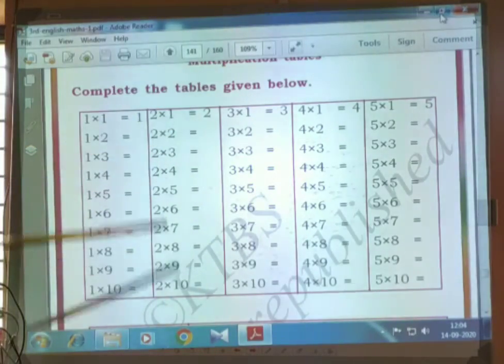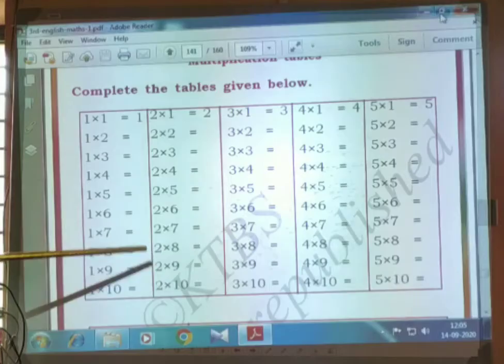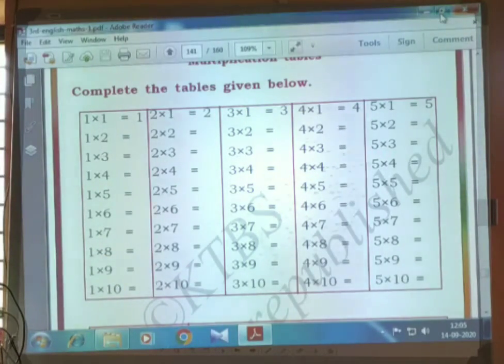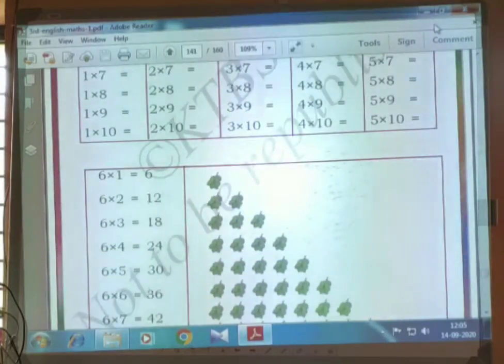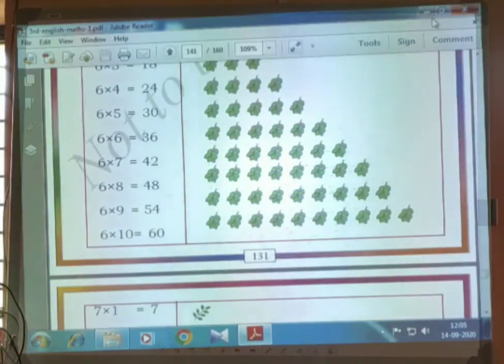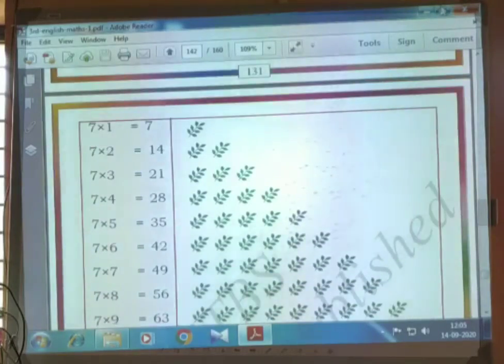2 1 is a 2. 2 2 is a 4. 2 3 is a 6. 2 4 is a 8. 2 5 is a 10. 2 6 is a 12. 2 7 is a 14. 2 8 is a 16. 2 9 is a 18. 2 10 is a 20. Remaining tables you have to write till 9. Okay. You have to remember tables from 2 to 10.